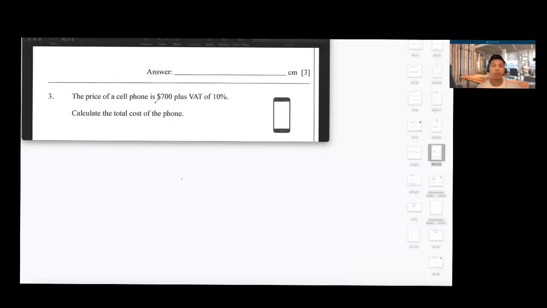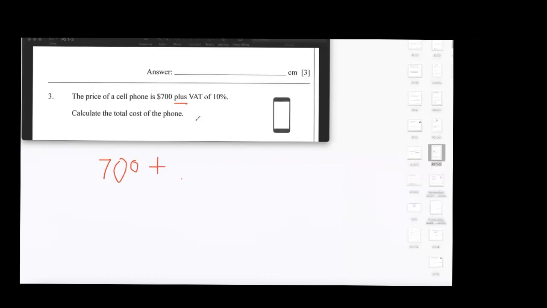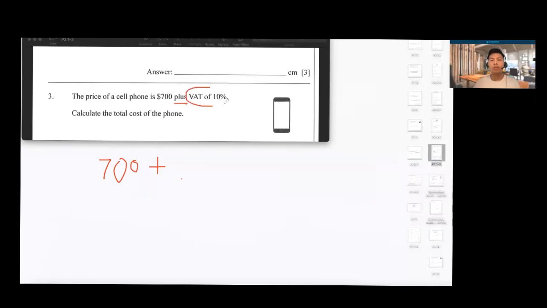Do you know how to solve this, Malia? So the price of a cell phone is $700 plus, see this? So that means we need to add that. A VAT of 10%. So you have to pay 700 plus VAT of 10%. Do you know how to get VAT of 10%? You simply have to get the 10% of 700. So it will be 10% of 700.